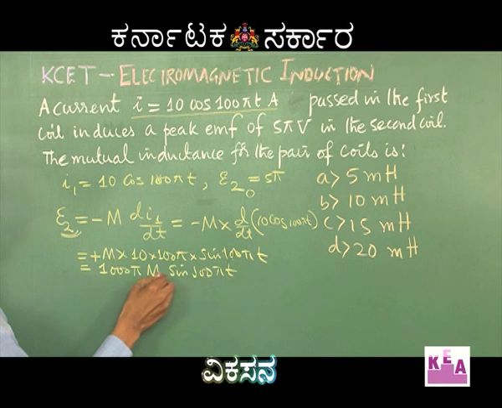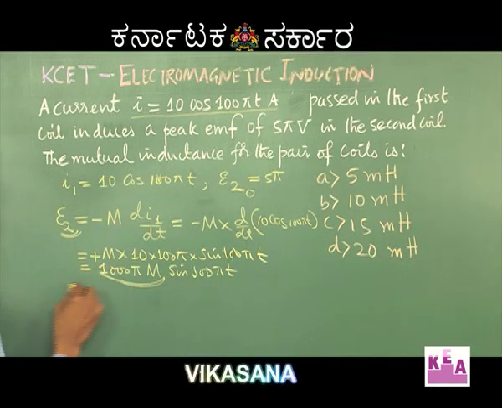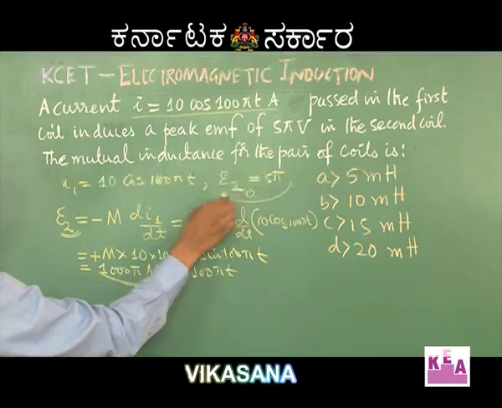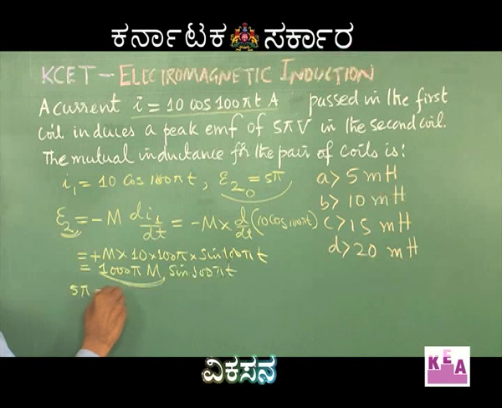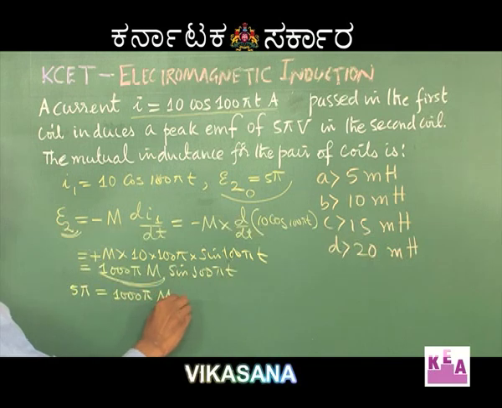What's the peak EMF across the secondary? Peak EMF across the secondary is this one. But it is given that peak EMF across the secondary is 5 pi volt. Therefore, 5 pi volt is equal to 1000 pi into coefficient of mutual inductance M. Pi gets cancelled. 1000 is 10 power 3.